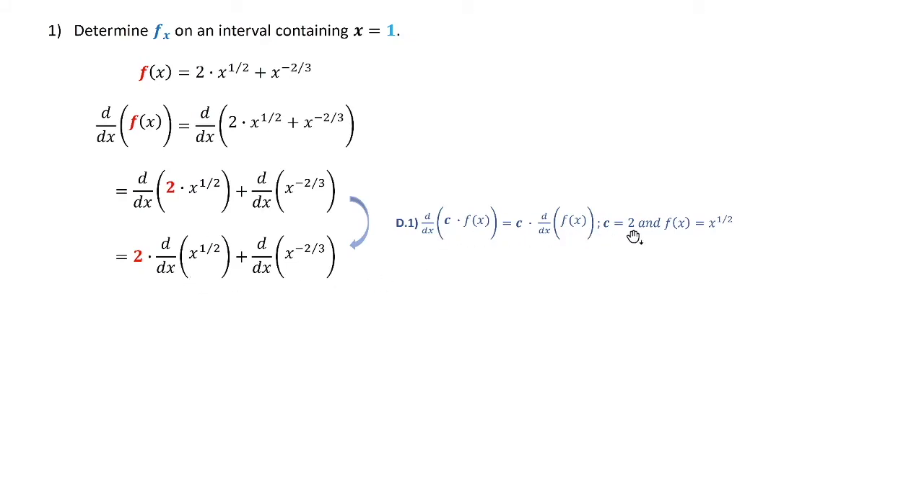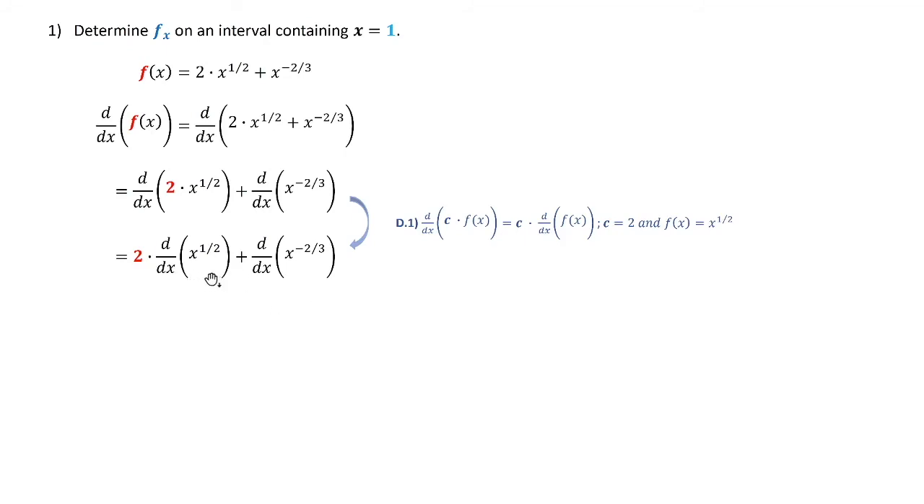Constant rule, right? I mean, you literally have to tell me what you're doing. The constant is a 2, and the function I'm referring to in the rule is x to the 1/2. It's the only rule that applies. Learn to play the game, and it'll be very efficient.